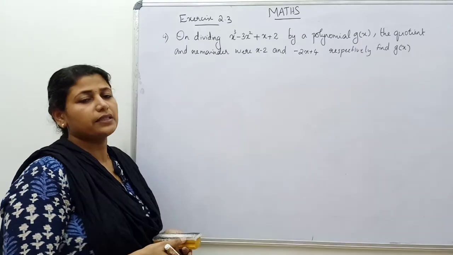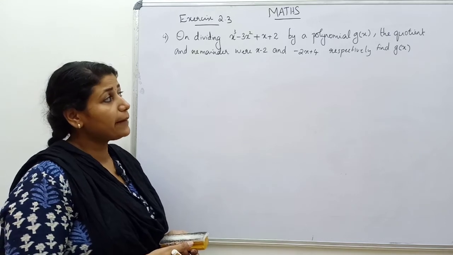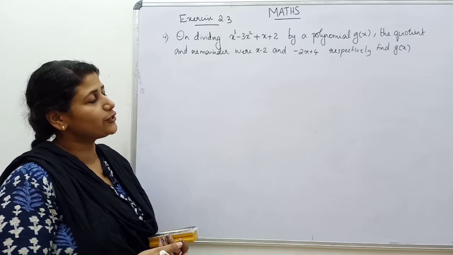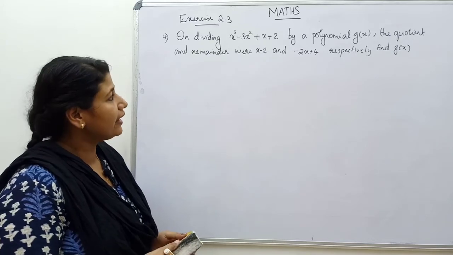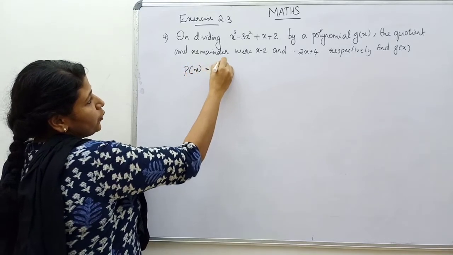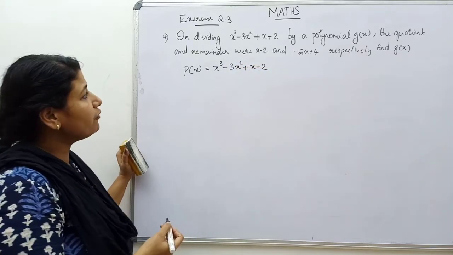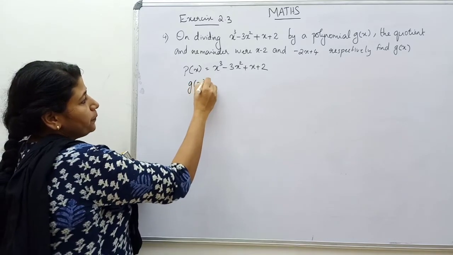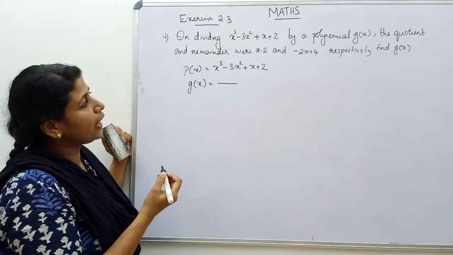Got it? Next question. On dividing x cube minus 3x square plus x plus 2 by a polynomial g of x, the quotient and remainder were x minus 2 and negative 2x plus 4 respectively. Find g of x. So, we have a given polynomial p of x. P of x is x cube minus 3x square plus x plus 2. This is our polynomial. And we want to divide this polynomial with another polynomial. That polynomial is g of x that we don't know. We want to find out the divisor g of x. We don't know, we have to find out.